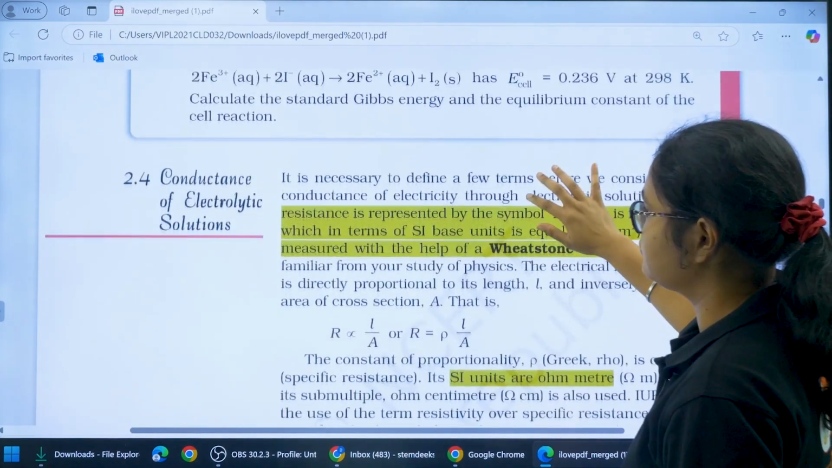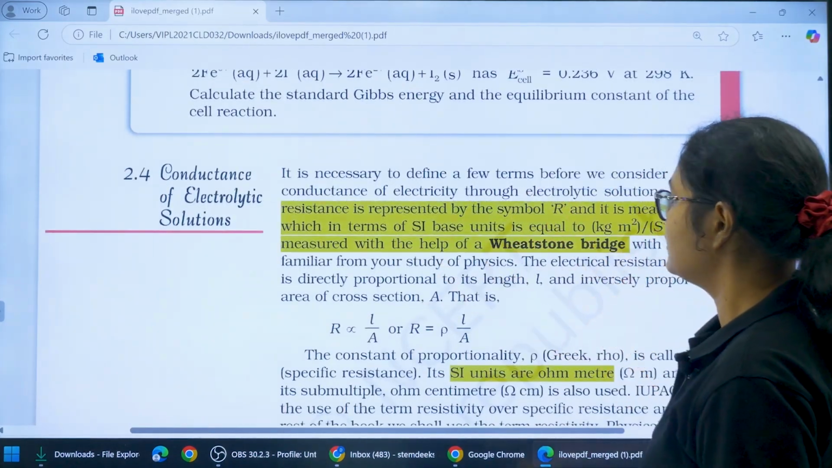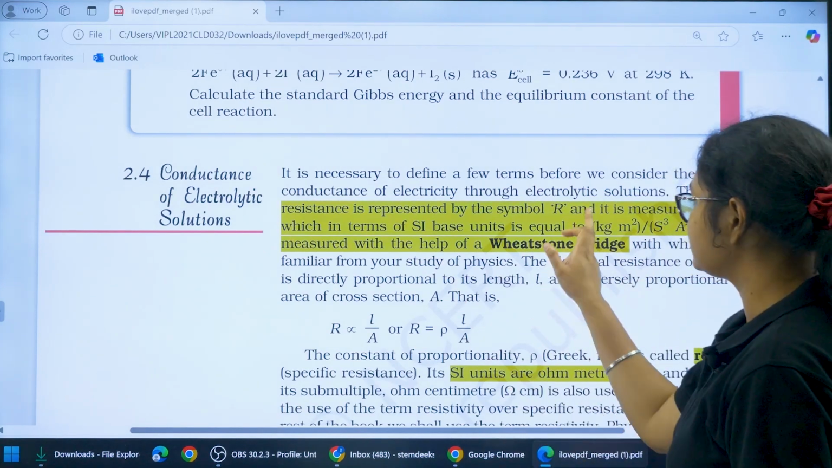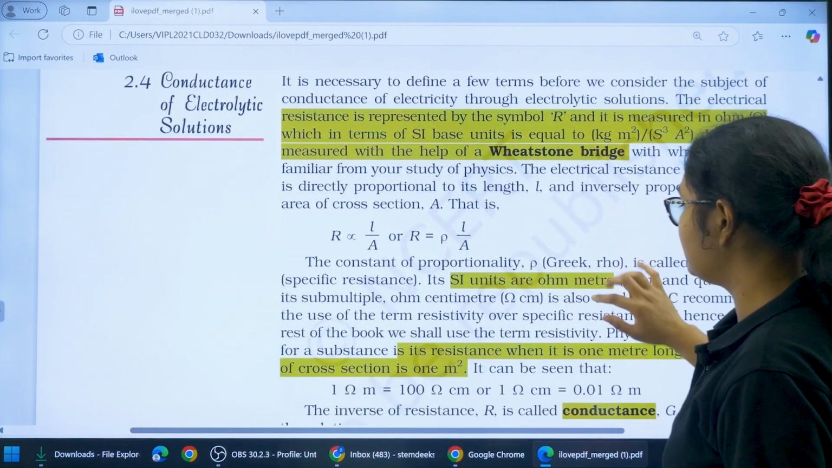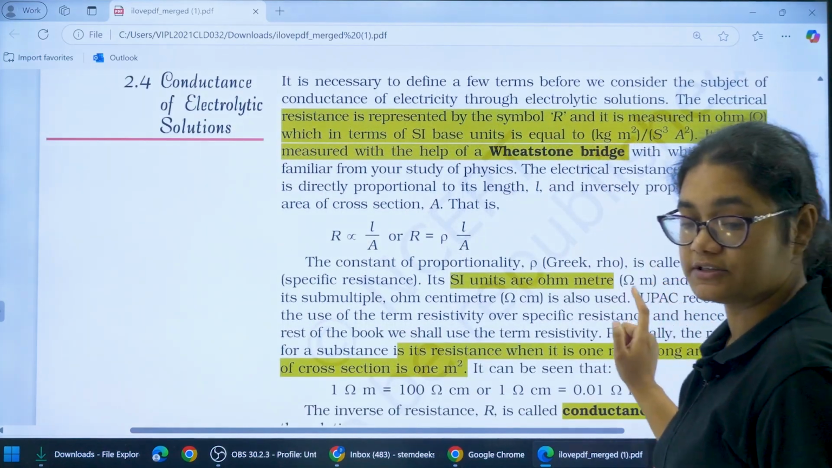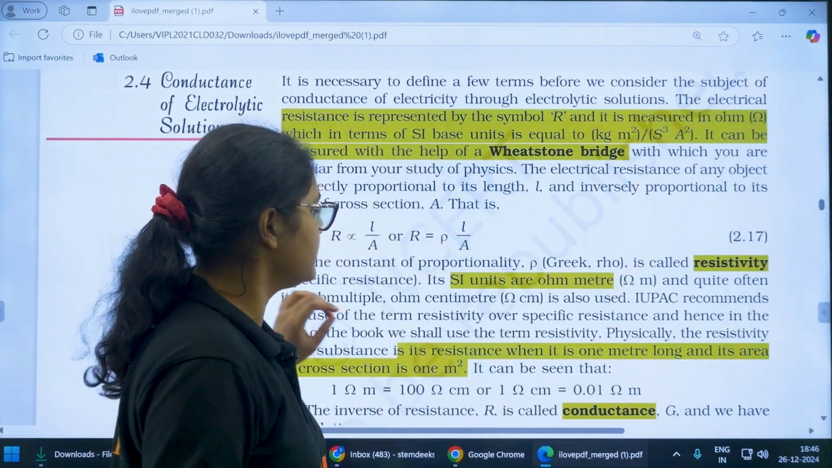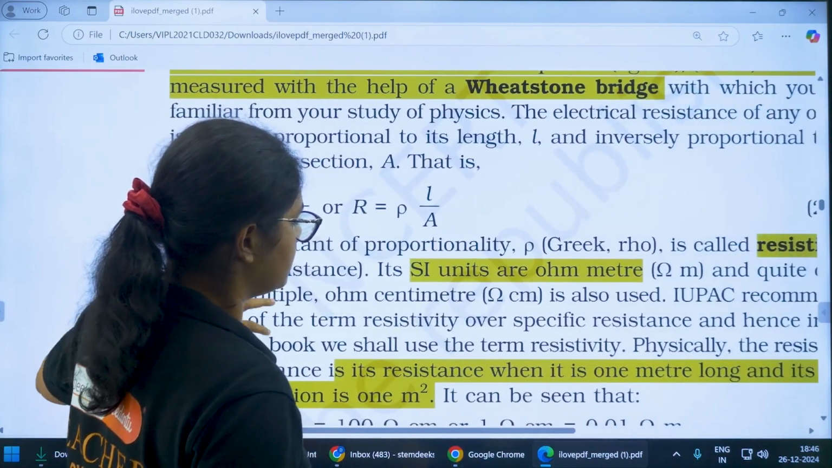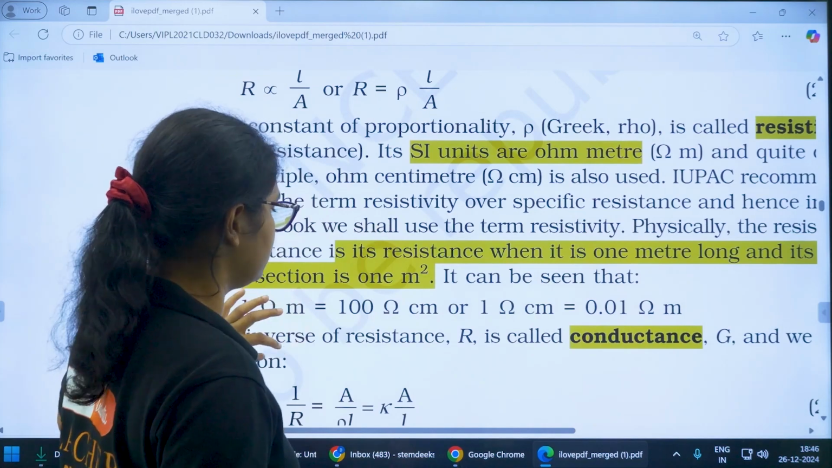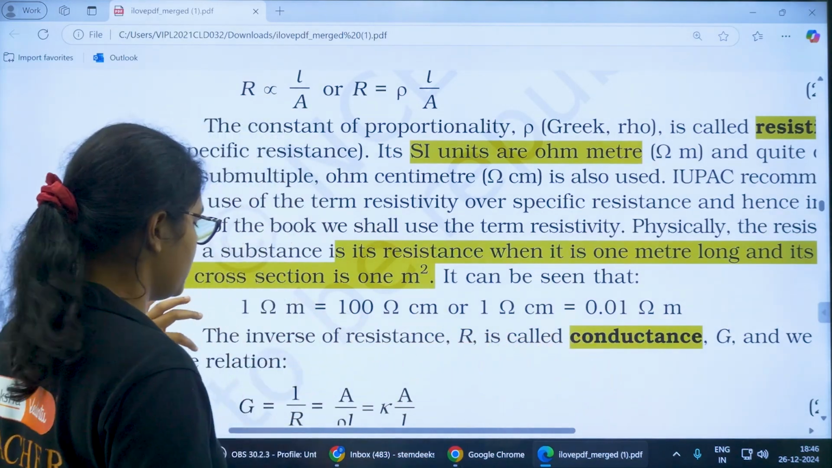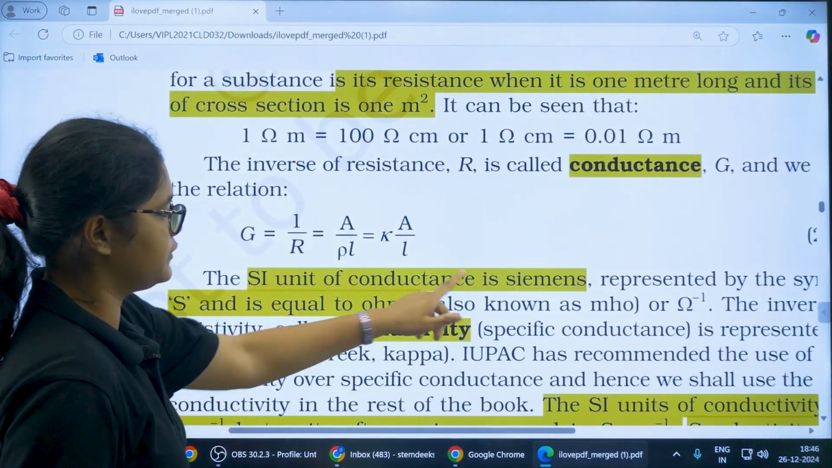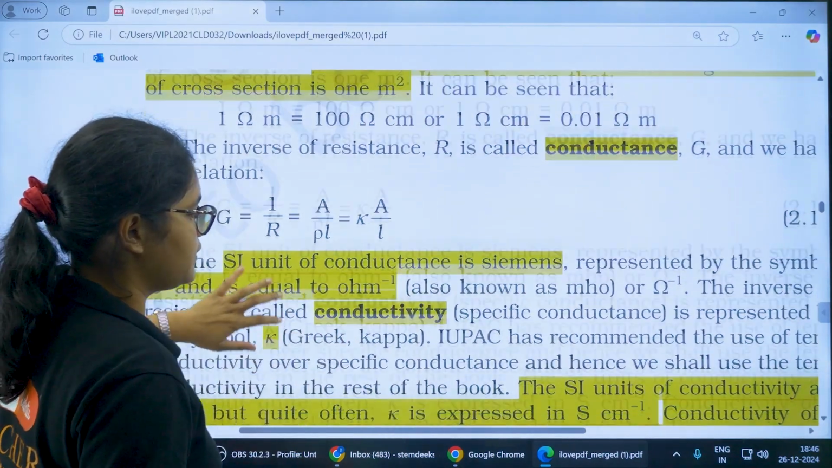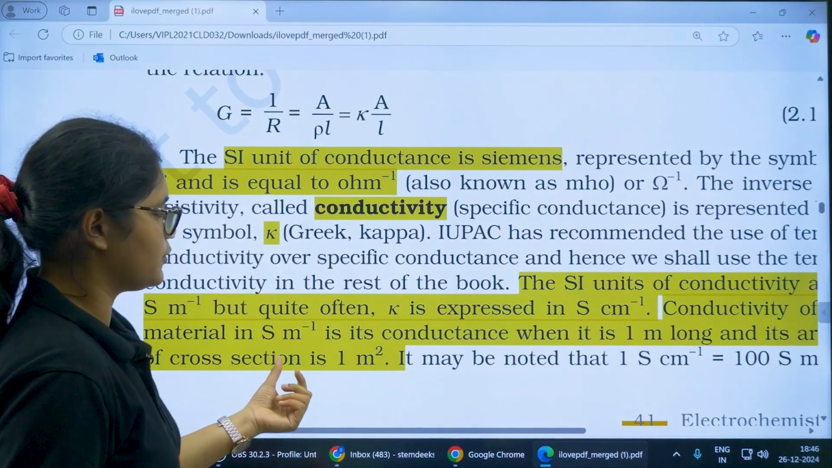Now if we move forward, coming to conductance, there are different terms and you should know their meaning. The first term is resistance. Then you have the term resistivity, so know the definition of resistivity, it is highlighted here. Then you have the conductance formula, the symbol of conductance, then the SI unit of conductance, what is conductivity, that is also there. Then you have the SI unit of conductivity.